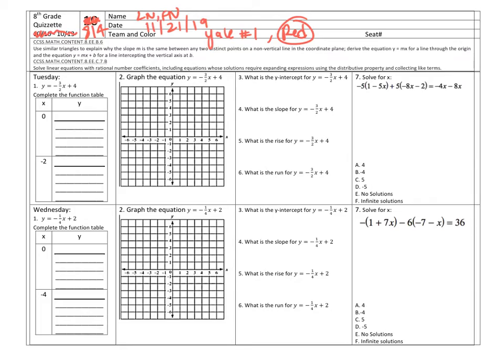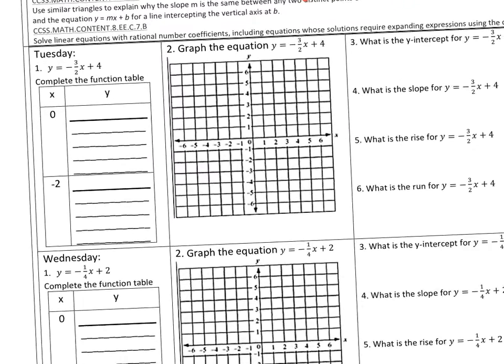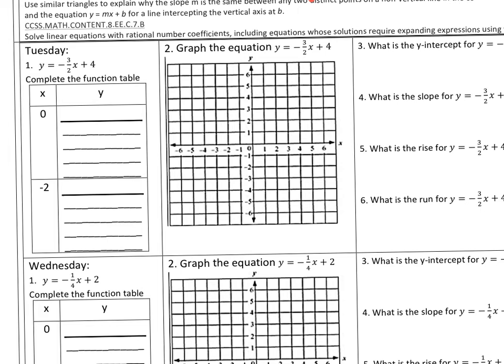Number 1 is kind of like the Quizzette that we did previously to this. It's an input-output table. So go ahead and write input. All right, so we have input, and then this is going to be our output.